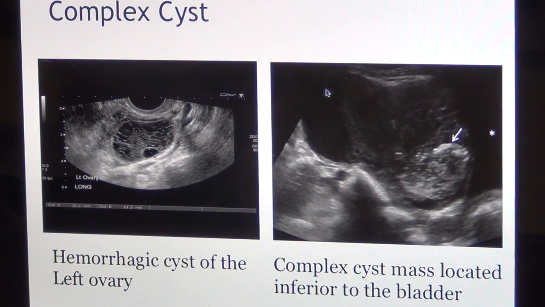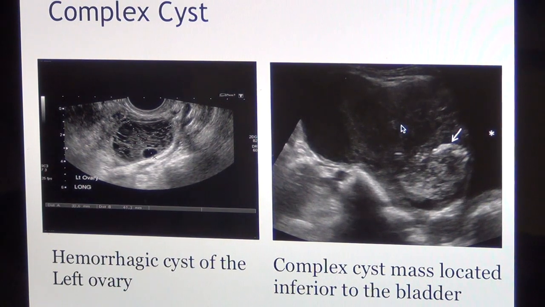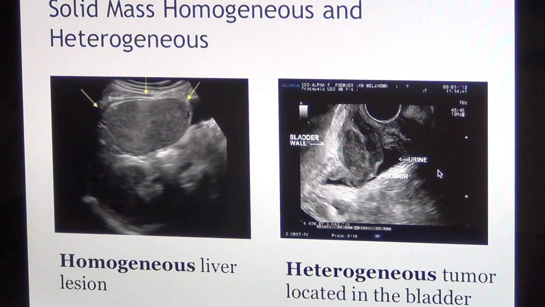So now this is a big, complex mass, because the cystic part is here, the solid part is here, and the calcifications are here. Okay, so it could be anything inferior to the bladder. Unless it is biopsied, you cannot rule out what it is specifically, but you can say this is a pelvic mass. Okay, so now let's move on.